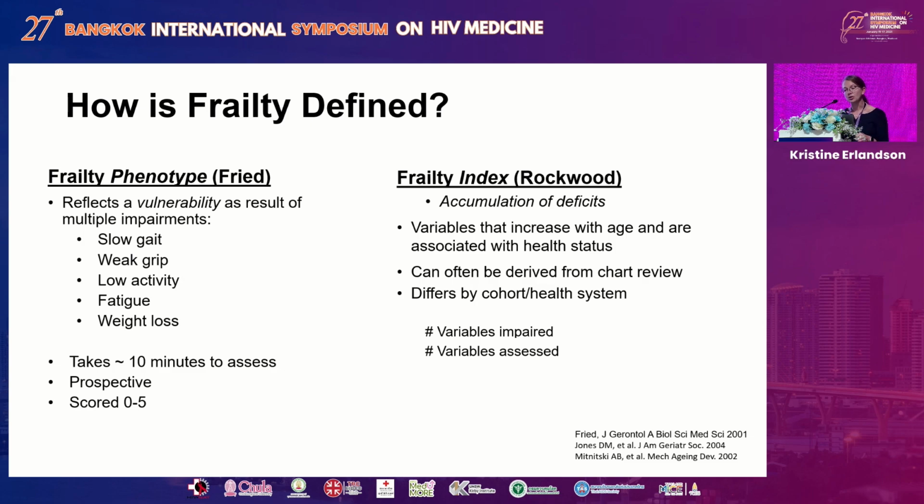We look at variables that increase with age and are associated with health status, and this could include anything from obesity, metabolic associated fatty liver, all sorts of different comorbidities, cardiovascular disease. We look at the number of things that someone has wrong over the number of things that we assessed and come up with an index ranging from 0 to 1. This can usually be derived from chart review, so something we can do retrospectively. However, you develop a frailty index for your cohort. So this frailty index that I look at in my cohort may be much different than a frailty index that you look at in your cohort, but this number that comes out of it still seems to be predictive of mortality regardless of the group that we look at.